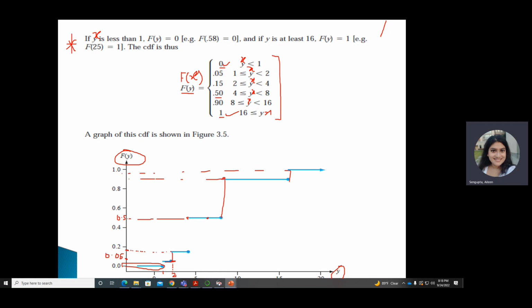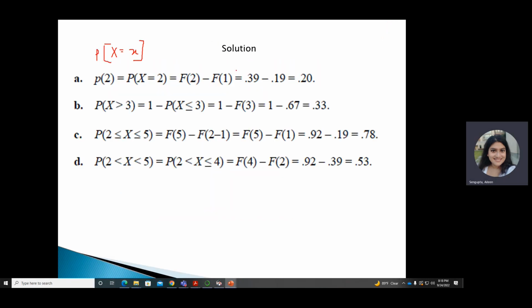Because I need the value of that specific point, not the entire range. So that specific point means the point until where we reached, minus everything that we have on the left-hand side, right? That is why we have done f of 2 minus f of 1. That is whatever that value is, right?